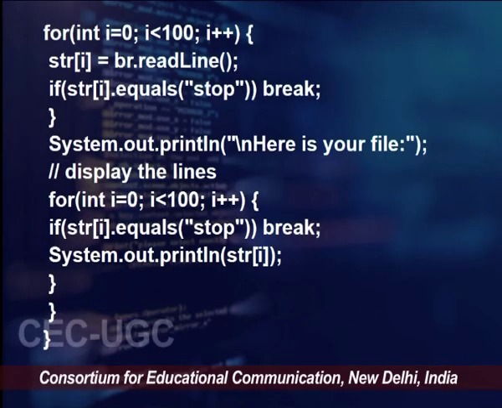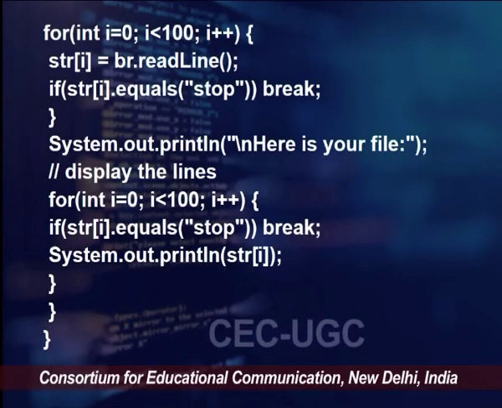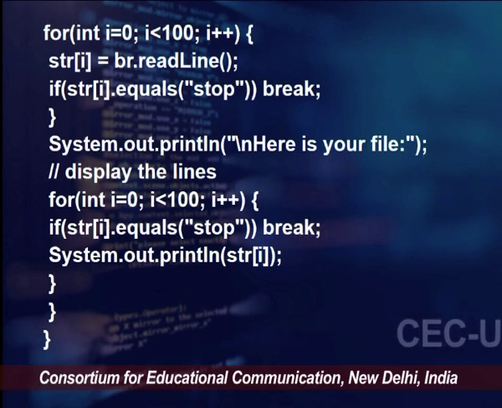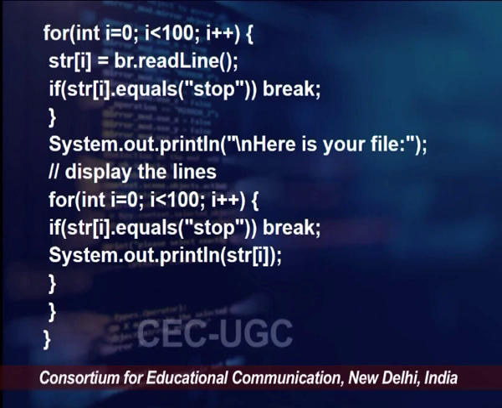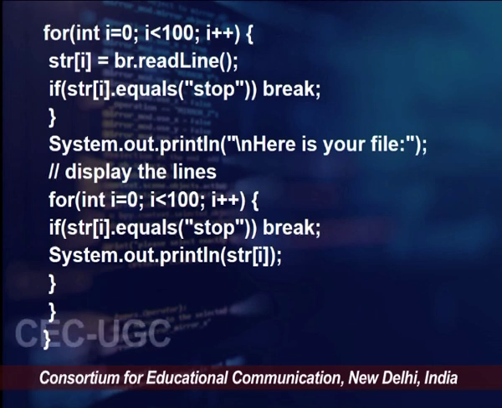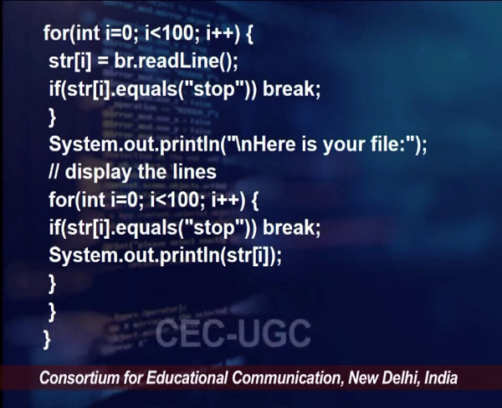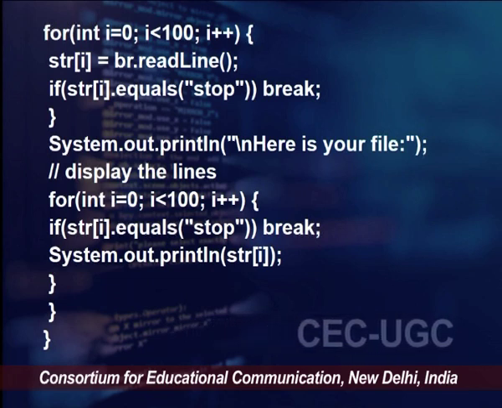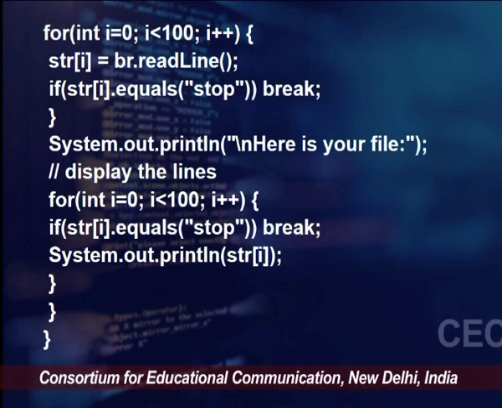This is going to be very simple. In order to code that: for int i equals 0, i less than 100, i plus plus, str[i] equals br.readLine(). This is a simple kind of loop in which we are reading one string and storing it in the first member of the array str, then reading the second one because this is going in a loop. If at any point stop is typed, we need to break.